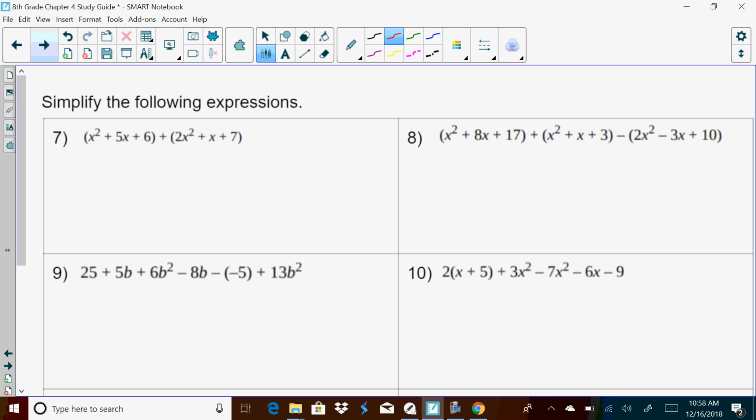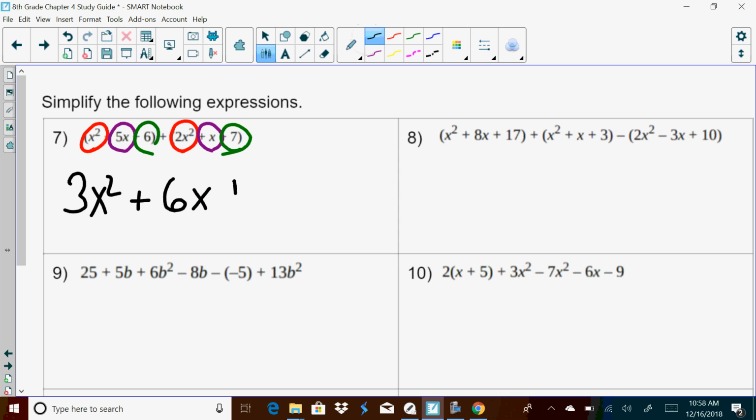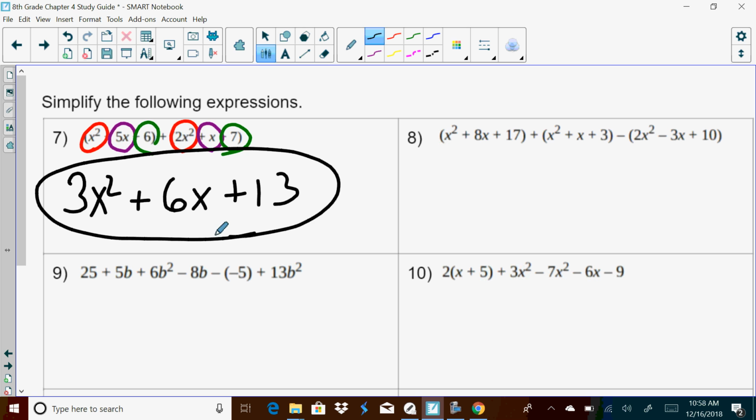Problem 7 through 12, I'm simplifying. So the first one, I'm combining like terms, so it's addition. So I'm just going to take my x squareds, put them together, my x's, and put them together, and my 6 and 7. So when I do that, I get 3x squared plus 6x plus 13. That's my final answer. For 8, I did a little differently because I'm adding the first two and then subtracting the last one. So I combined like terms first with the first two.